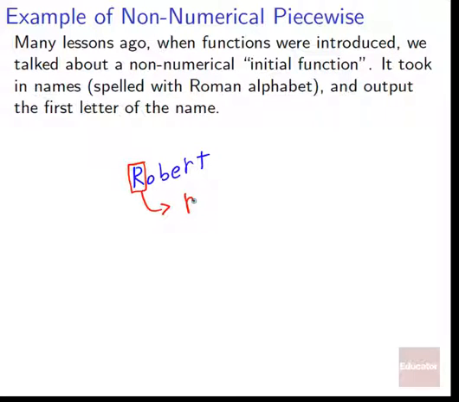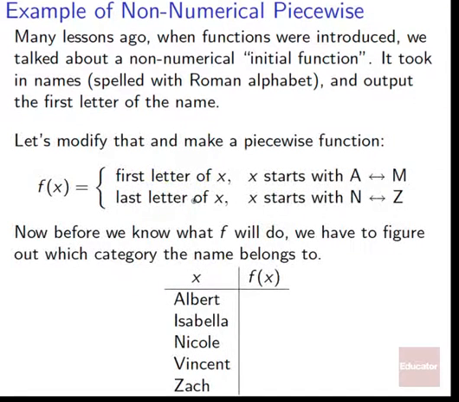We can have functions operating on non-numerical things. Well, we can also have piecewise functions on non-numerical things. We can modify that and make a piecewise function. So we'll have f of x is equal to 2 categories. Our first rule will be the first letter of x, the first letter of the name, if the name starts with a to m. So x is just a placeholder for a name here. The first letter of the name if x starts with a to m. And then the last letter of the name if the name starts with n to z.